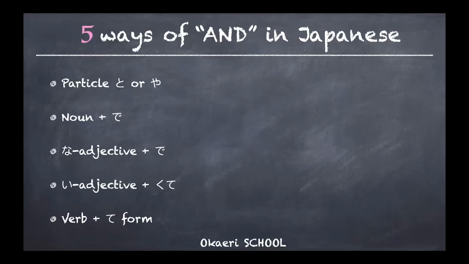Particle と, that's what you know. And there's also や, you could also say this. And noun plus で, just like we've just seen. Noun is names for people or things or places. And depending on na-adjectives or i-adjectives, it varies. And verbs, we have to use て form. So there are different ways of saying "and" in Japanese.